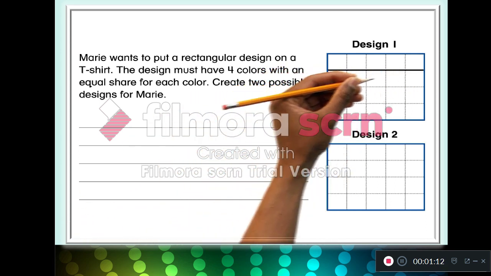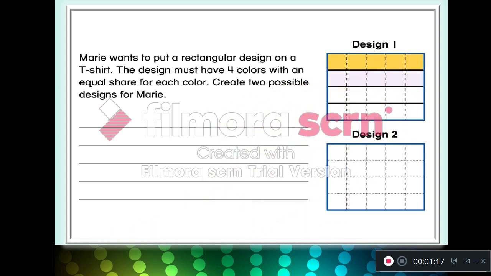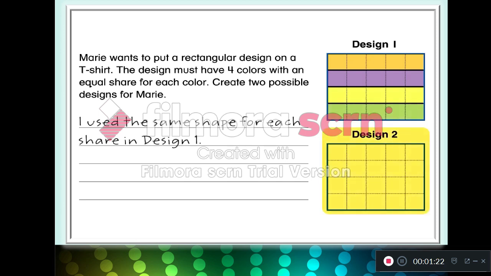Listen and look for students who create a design with equal shares that are the same size, but who have difficulty creating a second design. To encourage looking for things that repeat, ask these students guiding questions such as, how many small squares are in each equal share you made in design 1? So, how many squares should be in each equal share in design 2? Do equal shares need to be the same shape? What are some other ways you could use 5 small squares to make equal shares?